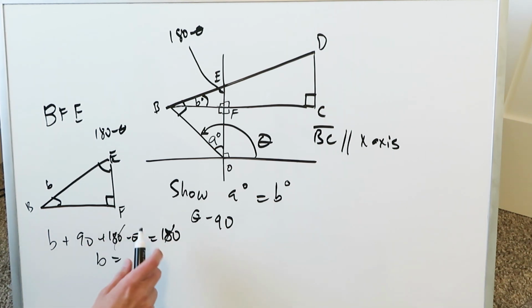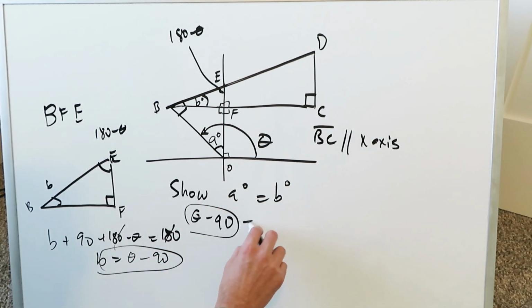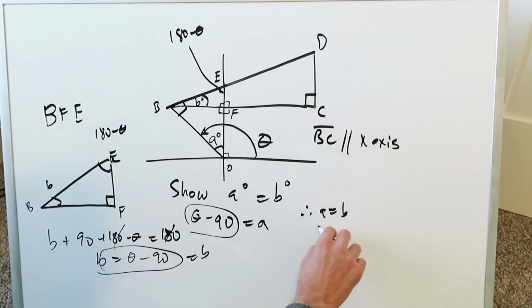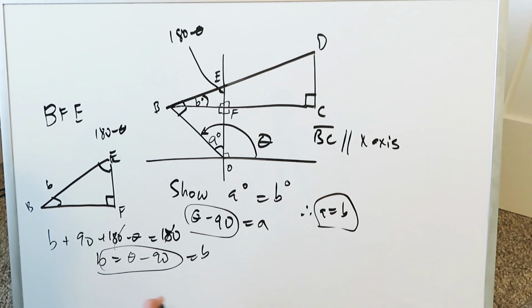B is equal to, you take everything on the other side, theta minus 90. And that exactly was theta minus 90 for A. So we've shown you this is equal to A, this here is equal to B, therefore A is indeed equal to B. An interesting fact will be that this B represents the angle of this large triangle BCD.